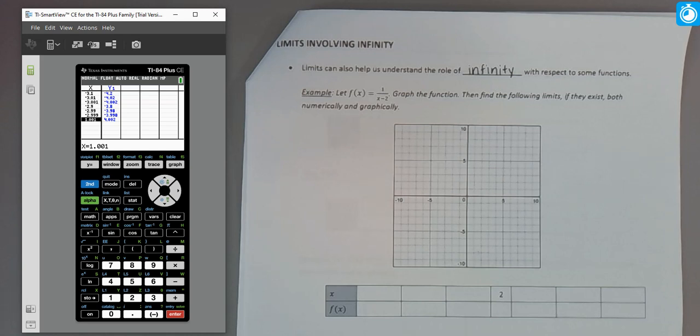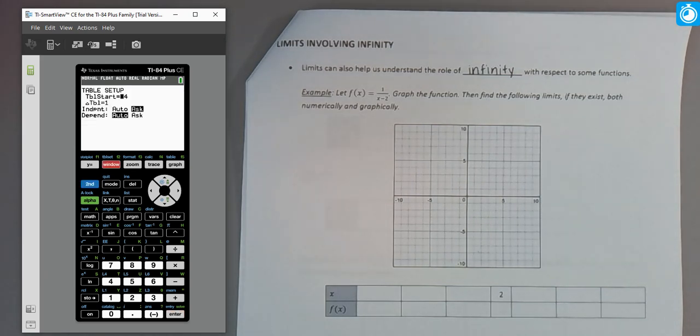We can talk about situations where x is approaching infinity, or we can also talk about situations where maybe our x values are approaching a number, but then the function values, the associated y values, end up approaching infinity. So we want to look at these situations because these are going to be situations where limits become very helpful, and understanding what a limit means is going to be very helpful. So our next function, f of x, is a rational function, 1 over x minus 2. First thing we want to do is graph it, and then we want to find some limits based on the graph, and then numerically, of course, as well.